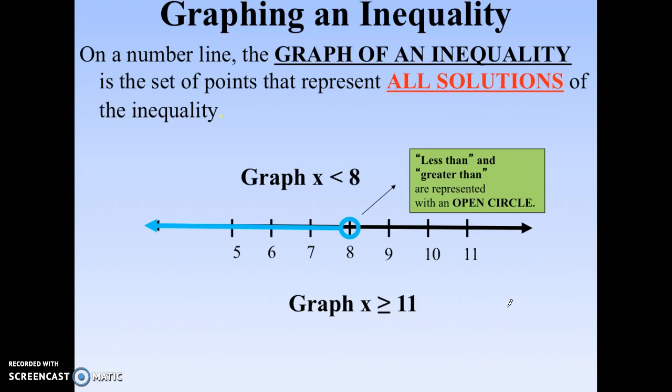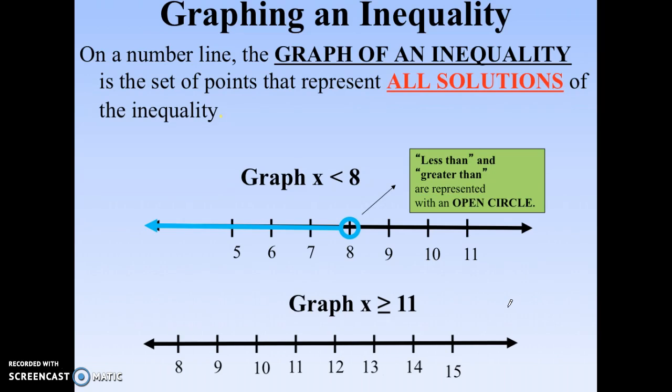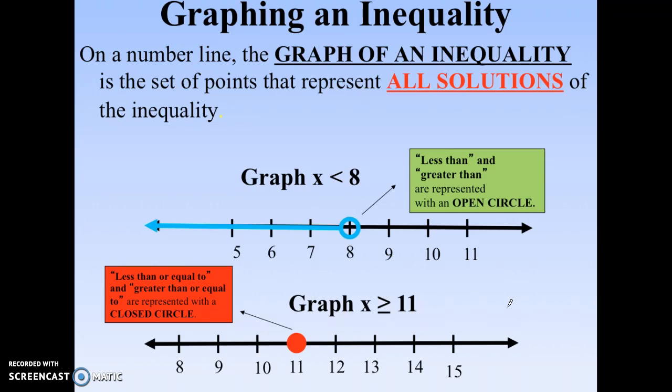Our next example, we have x is greater than or equal to 11. So again, we start by drawing a number line, including 11, and we're going to draw a solid closed circle. Why? Because this is x is greater than or equal to 11, and all greater than or equal to or less than or equal to inequalities use a closed circle. But we're going to draw an arrow to the right. The reason is because all the numbers that are greater than 11 are numbers like 12, 13, 14, 15, and so on and so forth.